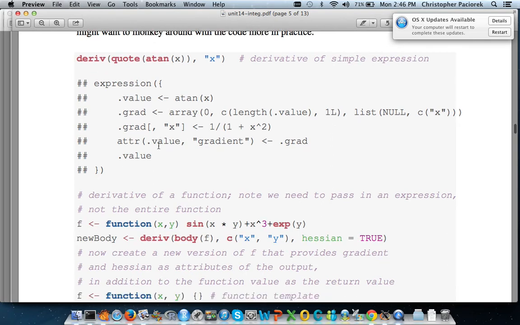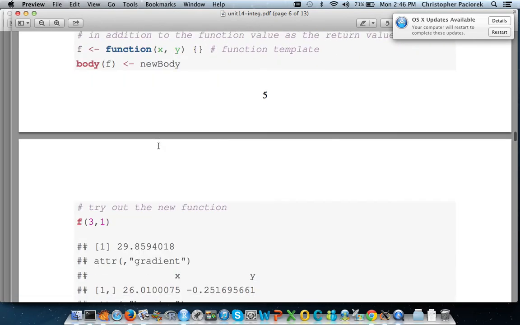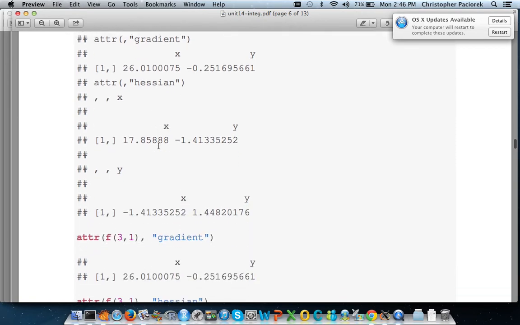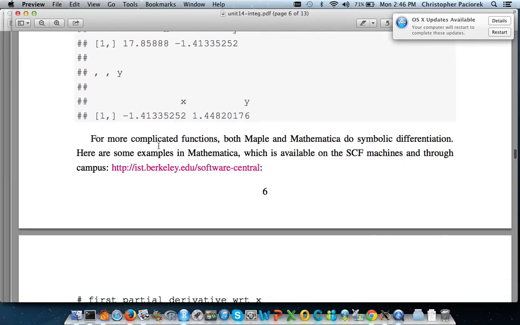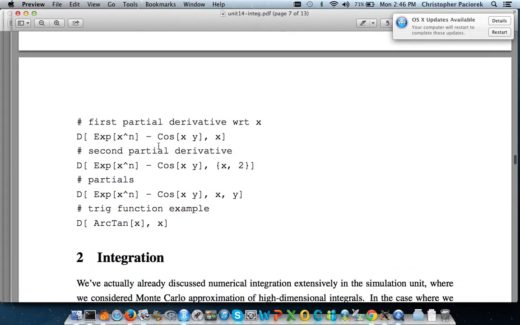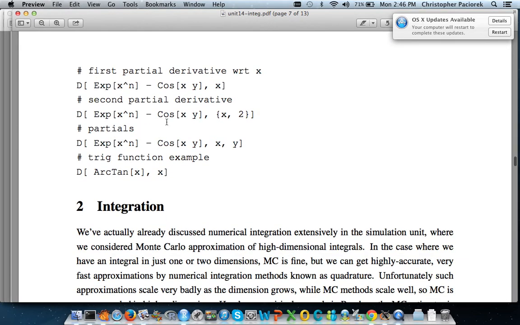If you really wanted to do more complicated functions and have them done symbolically by the computer, you'd probably want to fall back on something like Mathematica or Maple, which are really developed in part to do this sort of symbolic manipulation. Okay, questions, comments? All right, so this is just a bit of an example of what the syntax would look like in Mathematica.